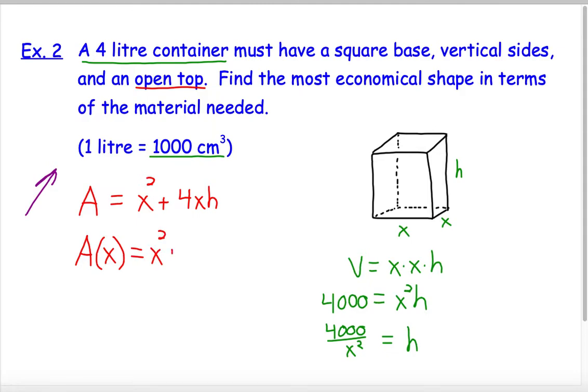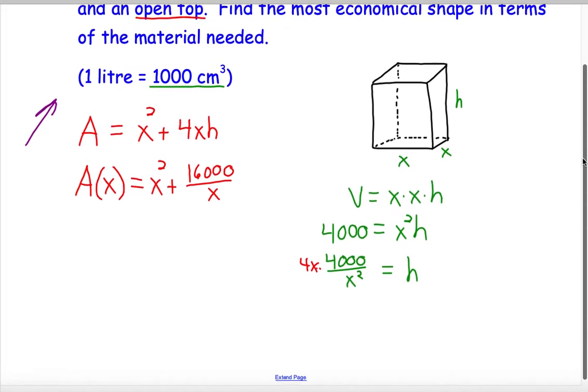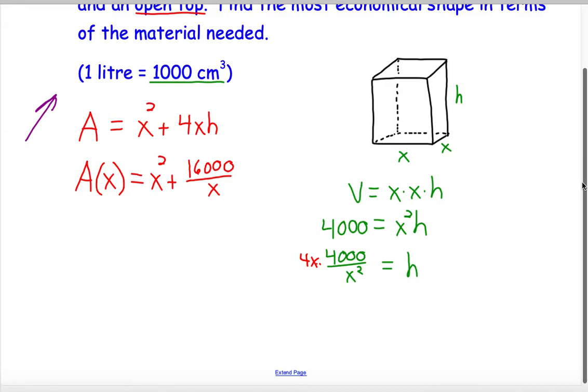So I have x squared plus 4x times 4,000 over x squared, so that's going to be 16,000 over x. What I did was multiply the 4x times that, and one of the x's cancels in the denominator. All right, so now I have my area function. Let's find the derivative. That'll be 2x minus 16,000 over x squared, and then we'll set that equal to 0.